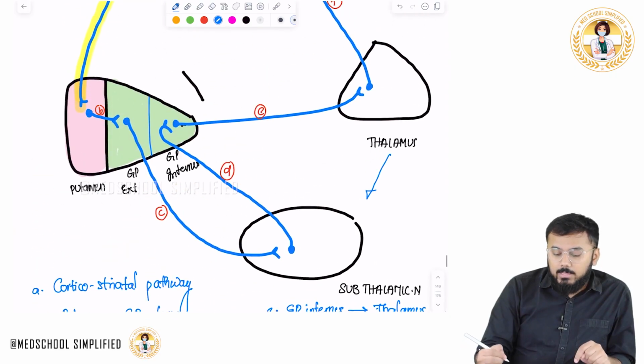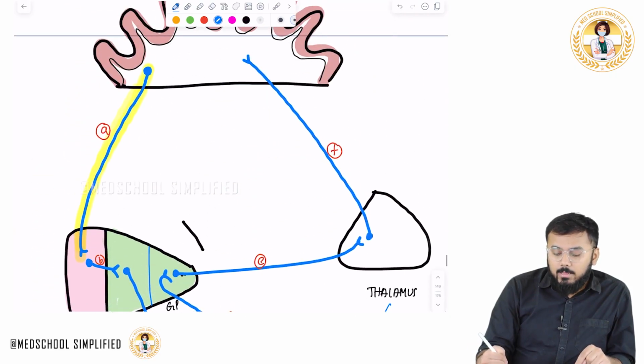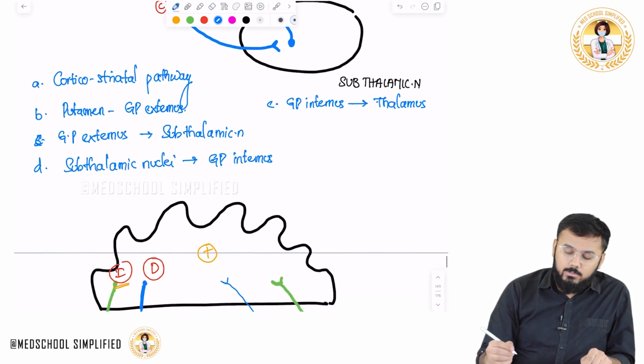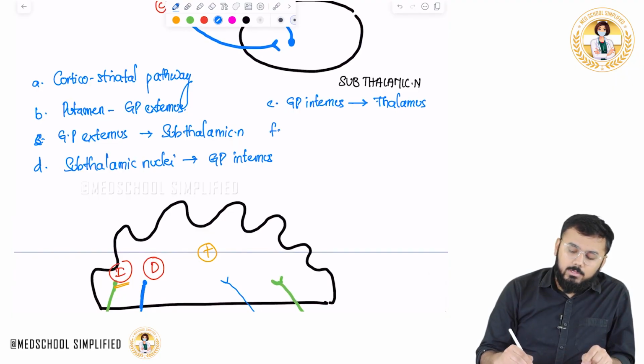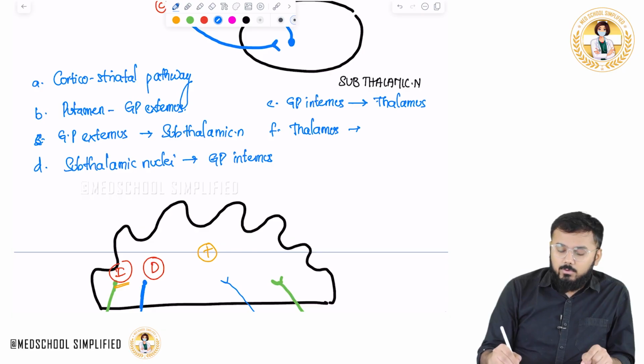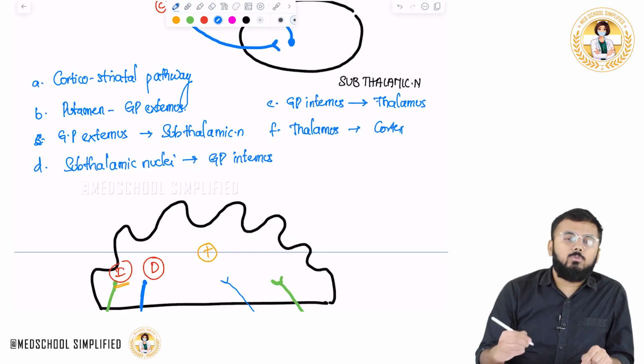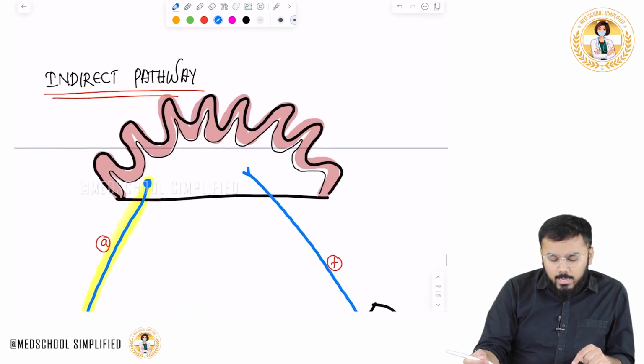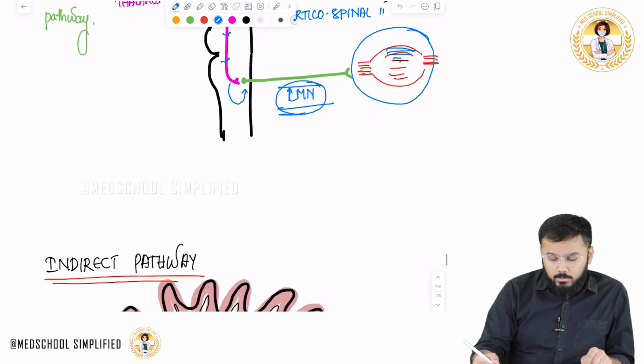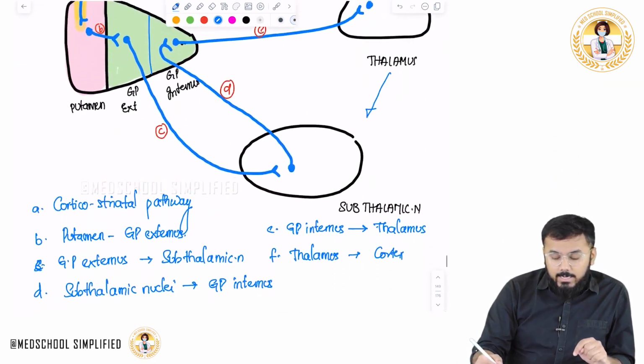Now, from the thalamus, where are the fibers going? From the thalamus, the fibers are going up into the cortex. So these are thalamocortical fibers, from the thalamus all the way to the cortex. And once it goes to the cortex, what is going to happen? Again, the same story like this. So, this pathway is an indirect pathway.